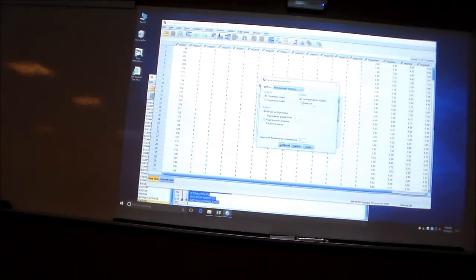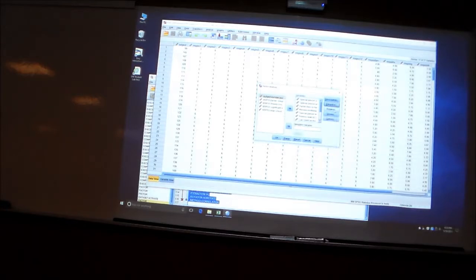Let's not choose scree because we already have that. That's not going to change at all. But down here, instead of basing the extraction on eigenvalues greater than 1, let's say a fixed number of factors. I want 3 factors. Okay. And hit continue. And then rotation.